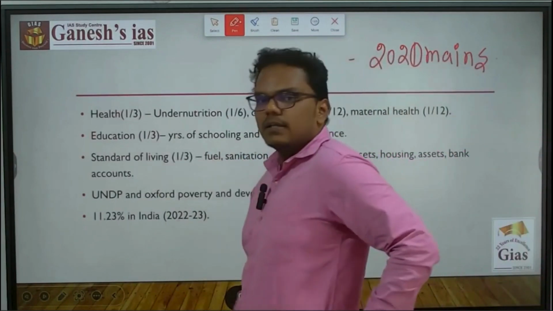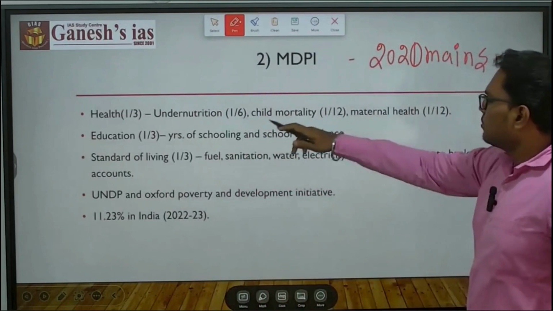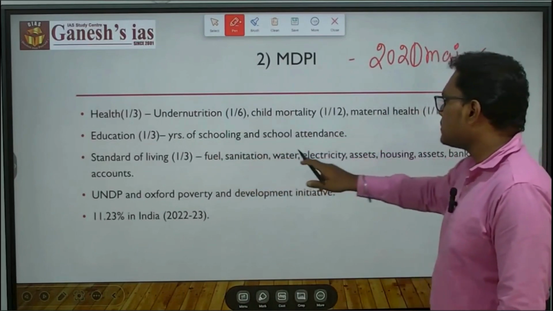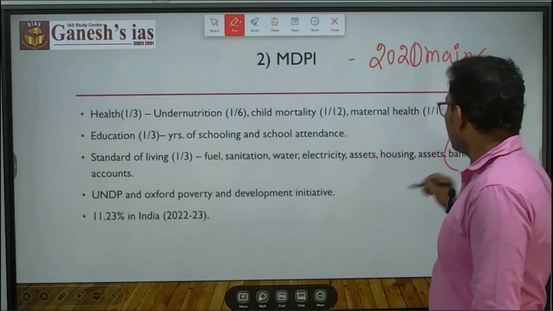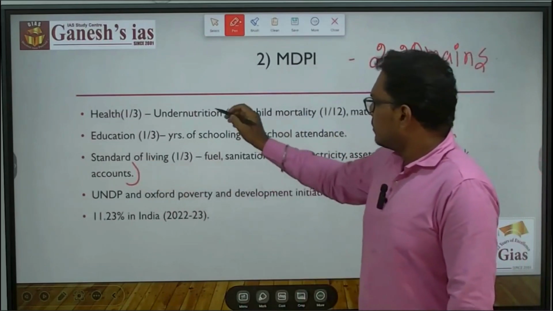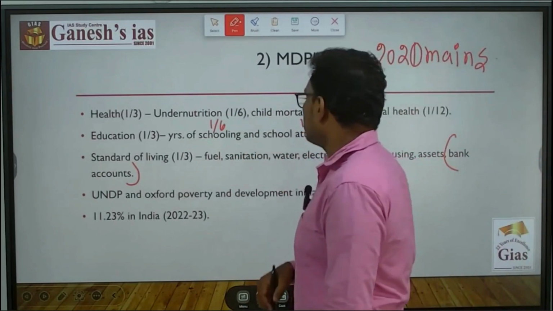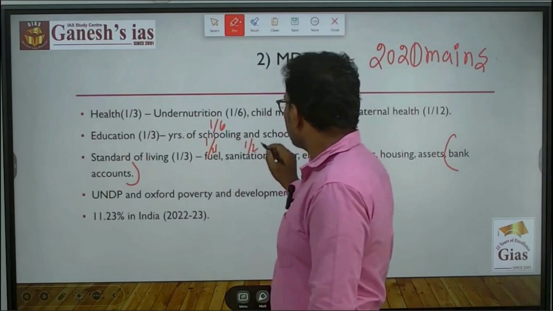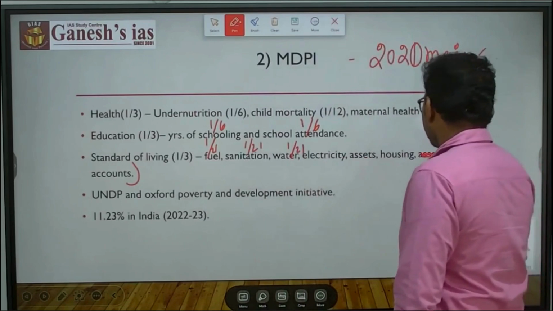Health, education, and standard of living are the dimensions, whereas undernutrition, child mortality, and maternal health are the indicators for health. Years of schooling and school attendance are for education, and then fuel, sanitation, water, electricity, assets, housing, bank accounts. This bank account has been added very recently. Previously you did not have it. You had 1/6, 1/12, 1/12, and this had 1/6, and this had 1/18 previously. Now it is 1/21. Each of these has 1/21 weightage.